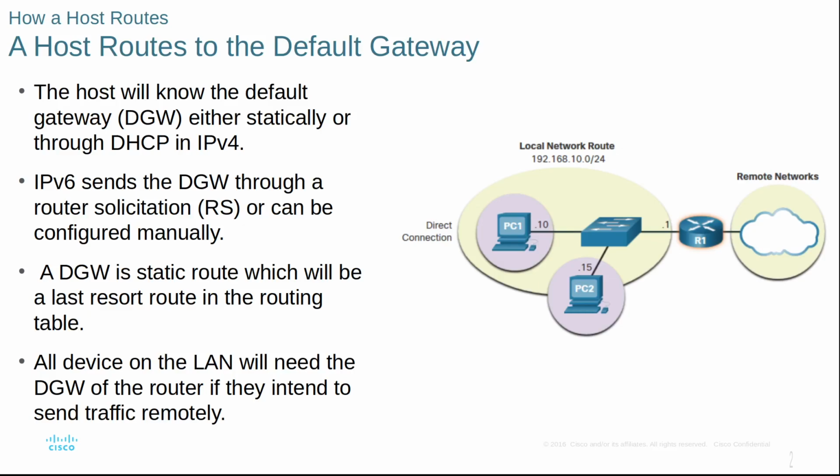In IPv6, this can be determined through a router solicitation packet, or you can also configure it manually. We don't use DHCP for that with IPv6. Now this default gateway shows up as a static route. It's the last resort route in the routing table, and in Cisco IOS we refer to this as the gateway of last resort. All devices on the LAN need a default gateway if they want to communicate outside of the local network segment.